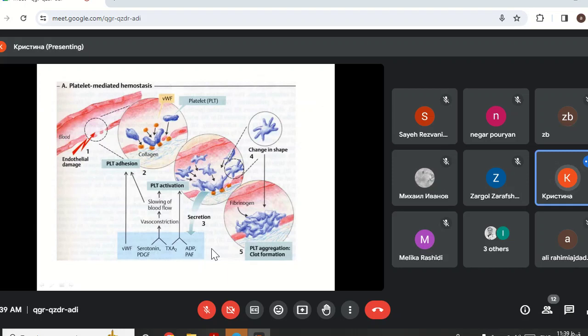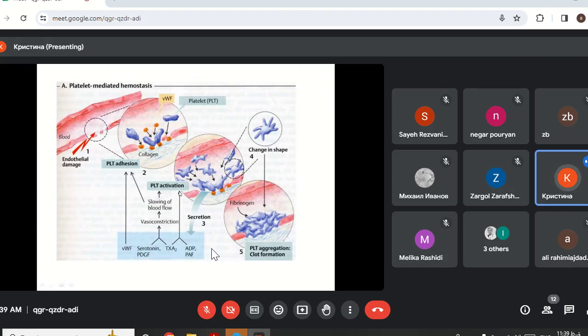Here in this diagram you can see what happens when the blood vessel is damaged and what is the function of platelets. So here we have the damage of endothelium. Endothelium is the wall of the blood vessel. So here the wall is damaged, the von Willebrand factor is released, and it causes adhesion, the attaching of thrombocytes from the blood to the wall of the blood vessel here.